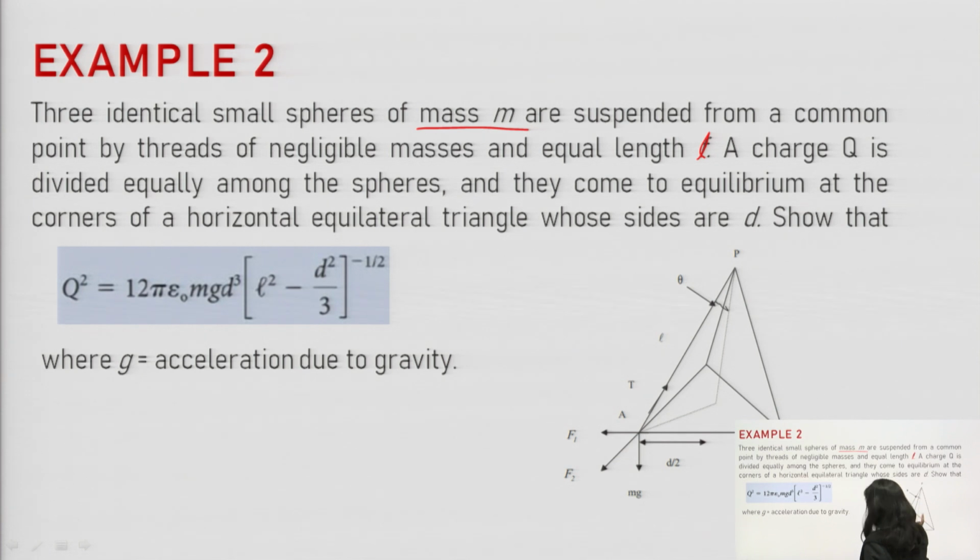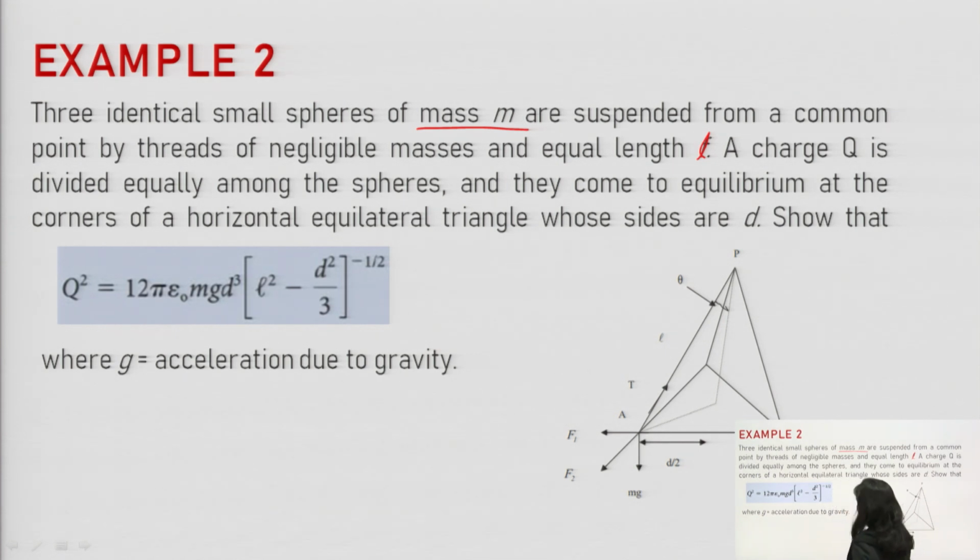A charge Q is divided equally among the spheres and they come to equilibrium at the corners of a horizontal equilateral triangle whose sides are D, so that Q squared equals this much, where g is the acceleration due to gravity. Well, they are asking, there are three charges on the corners of an equilateral triangle.